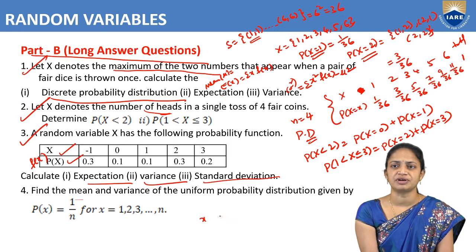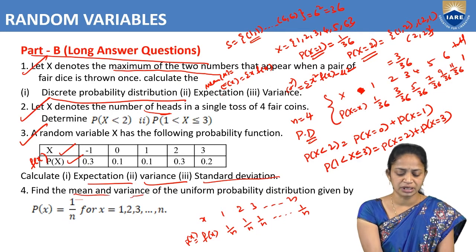So here x is from 1, 2, 3 and so on up to n, and f of x is nothing but p of x here. So here we have to take a uniform distribution, no? This is 1 by n, this is 1 by n, this is 1 by n, and so on, this is also 1 by n. Okay, so here we need to calculate mean and variance.